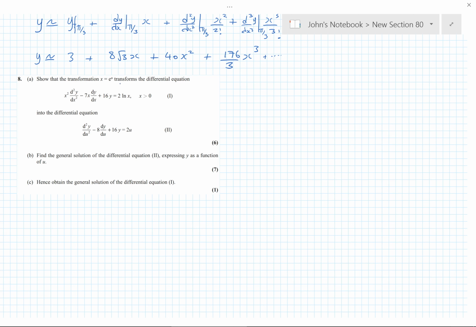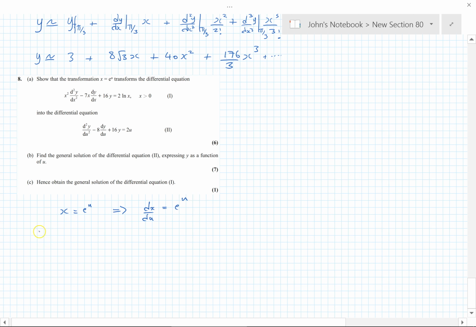Okay, so x equals e to the u is the substitution. We want to bring that down to something with y's and u's in it. So we can say dx by du is clearly equal to e to the u.